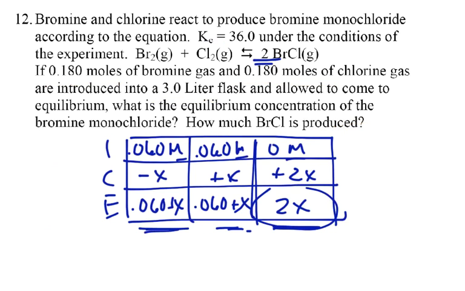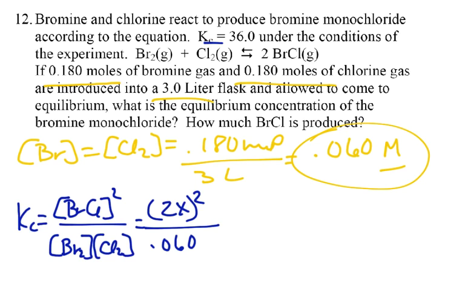Is that plus x? Okay, I have this wrong. This should be a minus x. I'll do it in red. This should be minus x, and that should be minus x. The other one's plus x. Okay, so 0.060 minus x squared, and that equals 36.